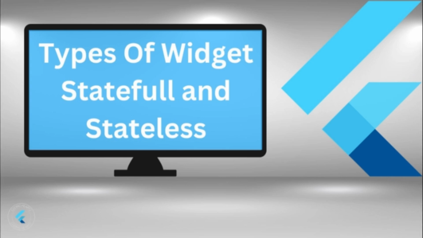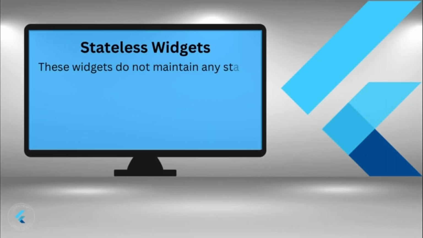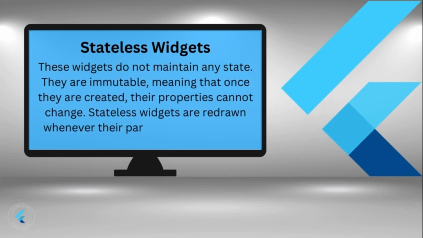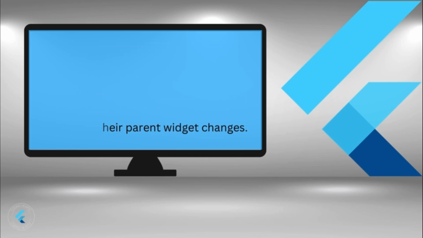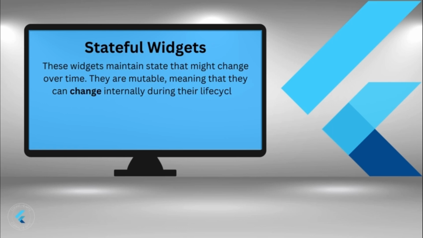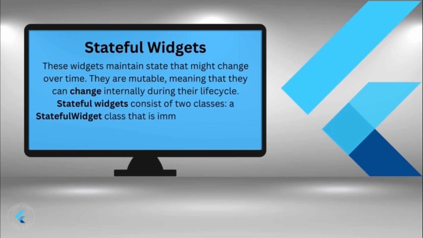There are two types of widget: stateful and stateless. A stateless widget is a widget which cannot change its state. Simply means they cannot change their value. They are immutable. Stateful widgets are the widgets that can change their value and are mutable. Their value changes during the lifecycle of the widget.